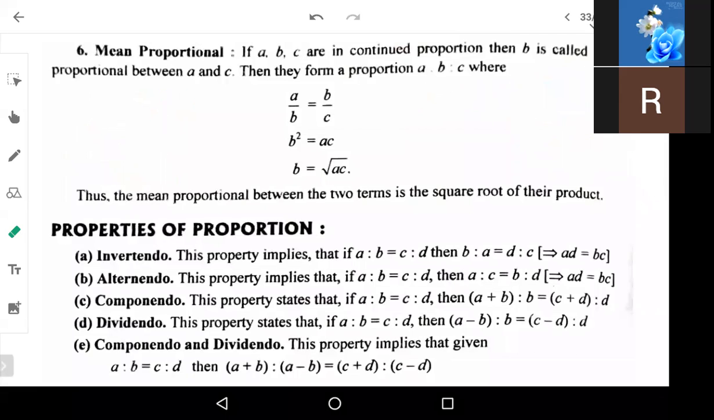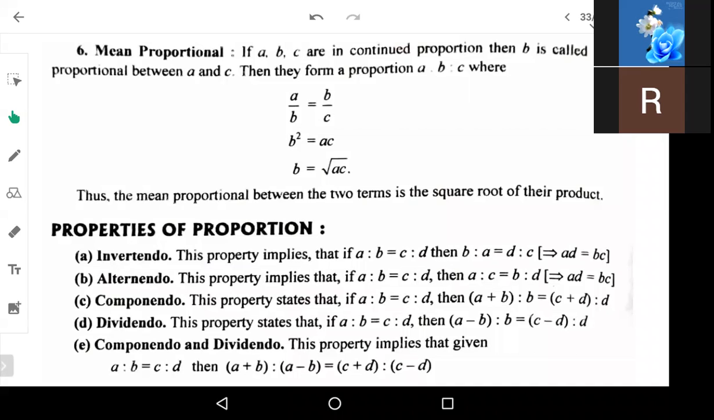Okay. The next part that you're supposed to understand is properties of proportion. First one is invertendo. If A is to B is equal to C is to D is given, you can exchange the places of A and B and D and C. If you see here, A is to B. So if you exchange their places, it will become B is to A. Then C is to D. If you exchange their places, it will become D is to C. Correct? So this is called as invertendo.